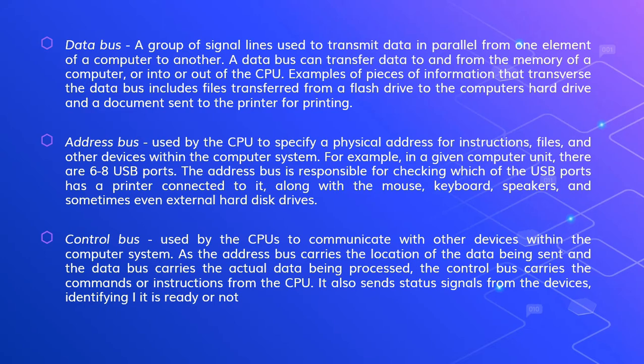The next type of bus is yung ating address bus. So, the address bus is used by the CPU to specify a physical address for instructions, files, and other devices within the computer system. For example, in a given computer unit, there are 6 to 8 USB ports. The address bus is responsible for checking which of the USB ports has a printer connected to it, along with the mouse, keyboard, speakers, and sometimes even external hard disk drives.